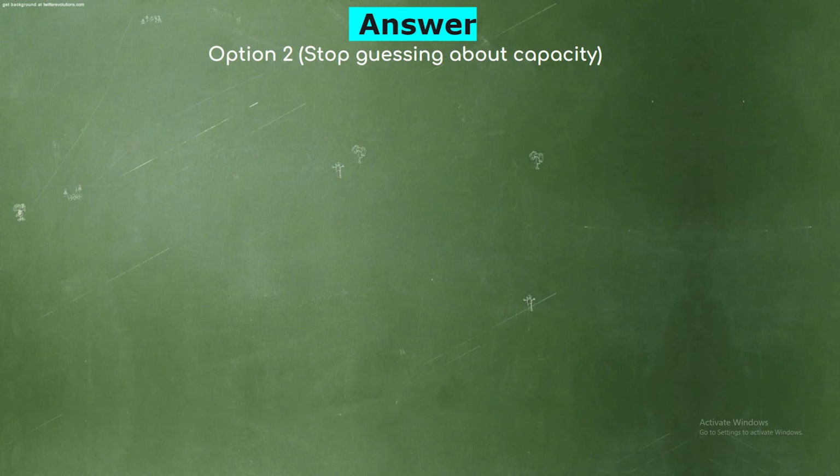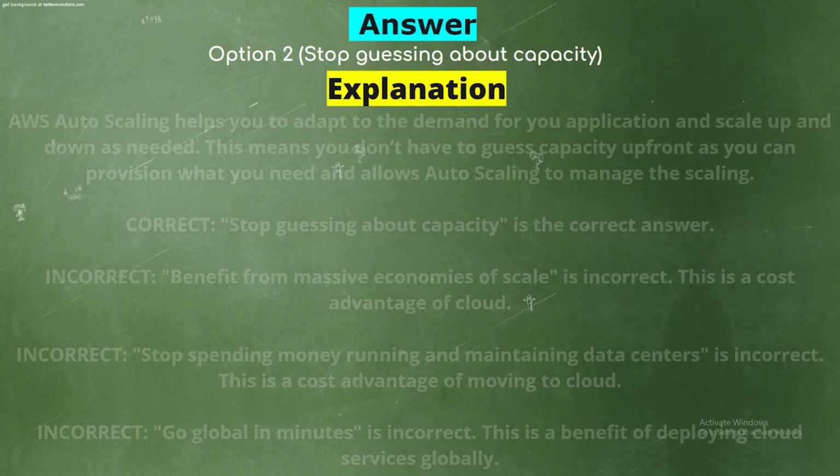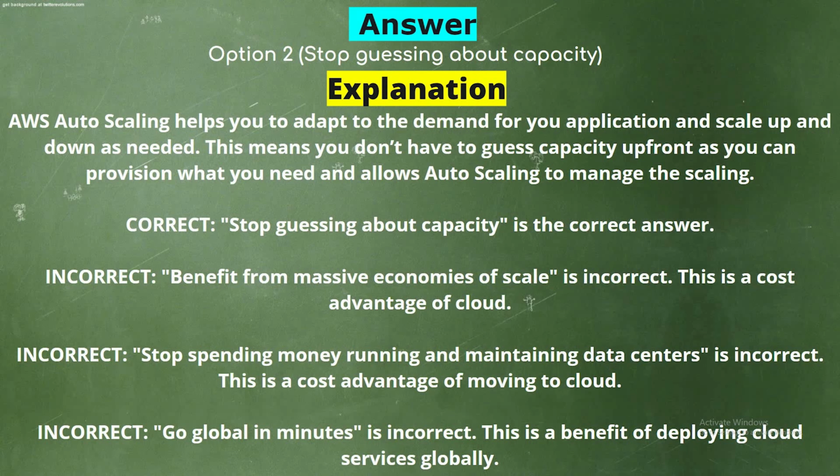Stop guessing about capacity. Explanation: AWS Auto Scaling helps you to adapt to the demand for your application and scale up and down as needed. This means you don't have to guess capacity upfront, as you can provision what you need and allow auto scaling to manage the scaling. Correct. Stop guessing about capacity is the correct answer.